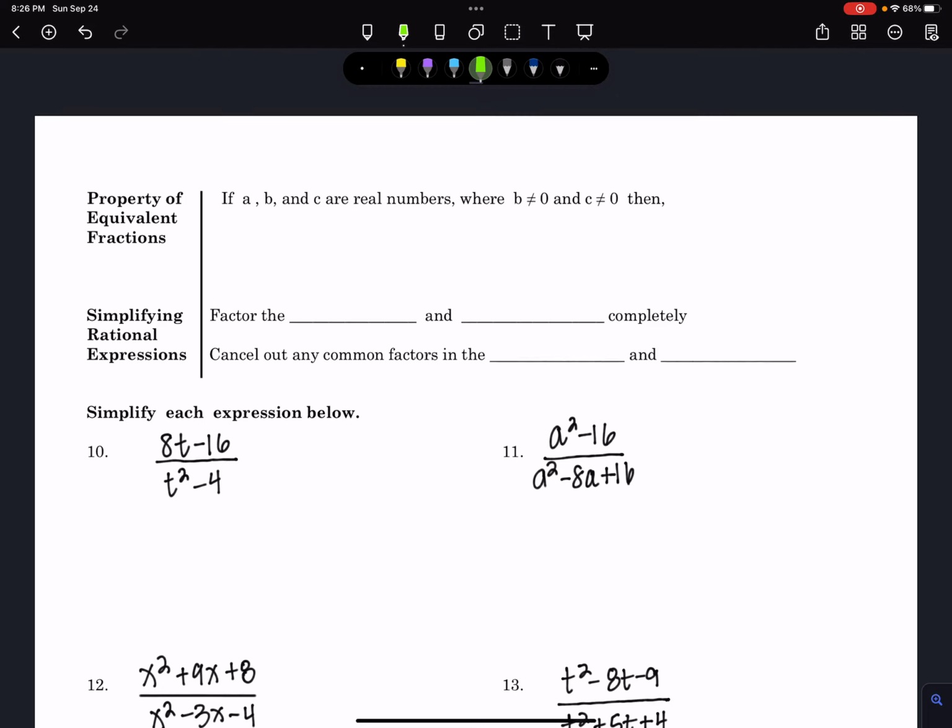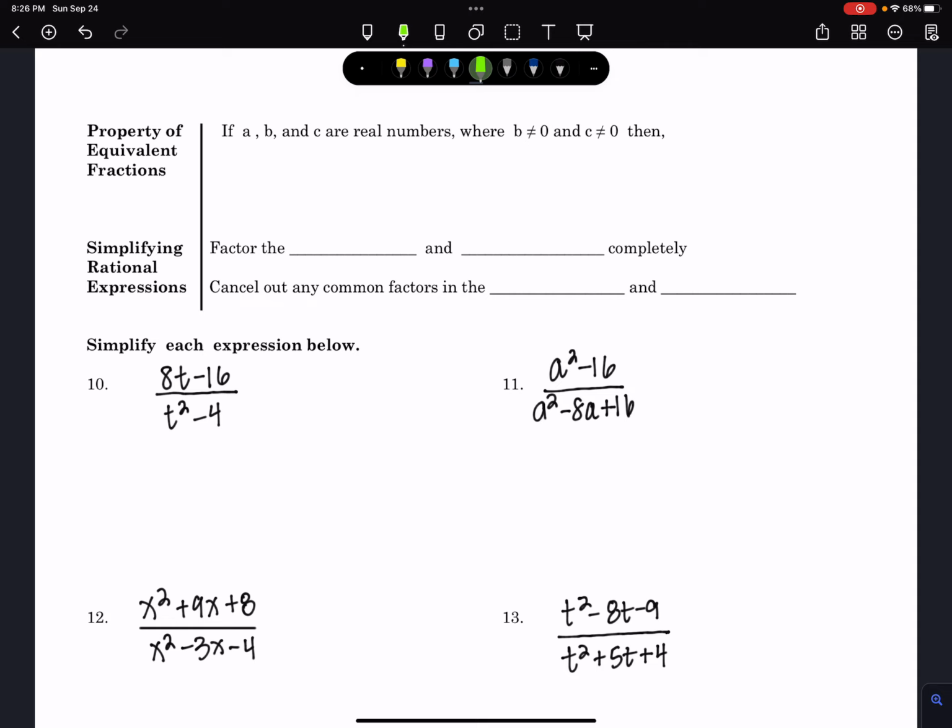In this video, we are going to talk about and simplify rational expressions. So, the property of equivalent fractions. You learned this a long time ago. If you have A times C over B times C, then that reduces to A over B because the C's cancel, as long as B is not equal to 0 and C is not equal to 0.